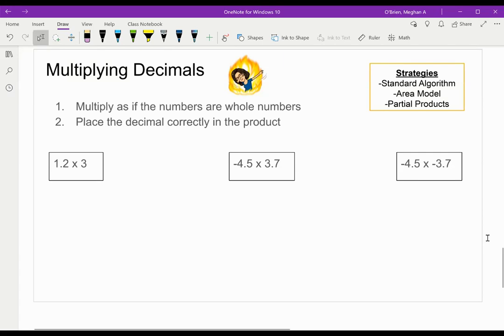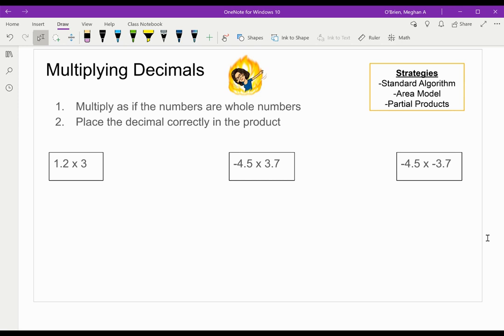Okay, last type of rational numbers, multiplying decimals. Let's think back to 5th grade and how we multiply decimals in general, no matter what the sign is. We multiply as if they're whole numbers using whatever strategy we are comfortable with. So up in the right-hand corner, standard algorithm, area model, partial products. As long as you have a strategy to multiply, then you're good to go. It doesn't matter which one works for you as long as it works.